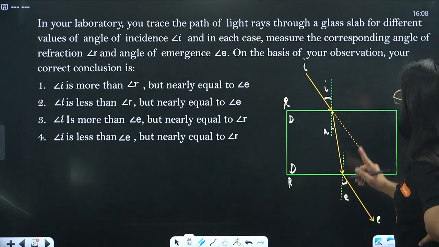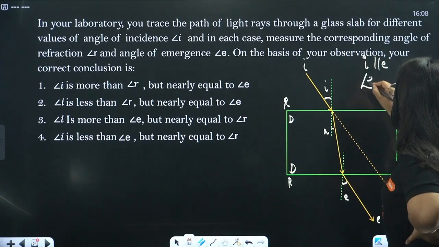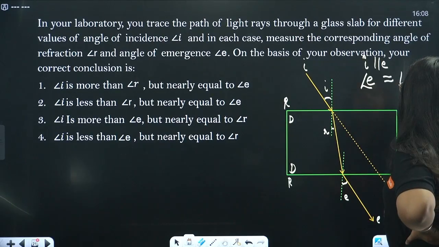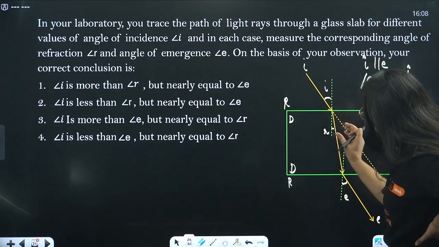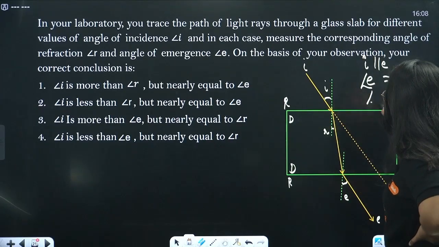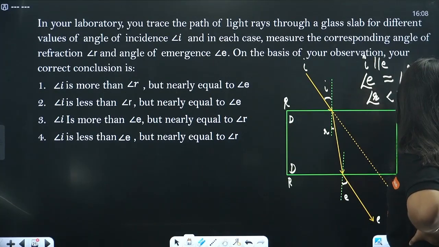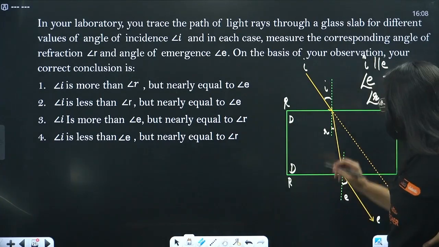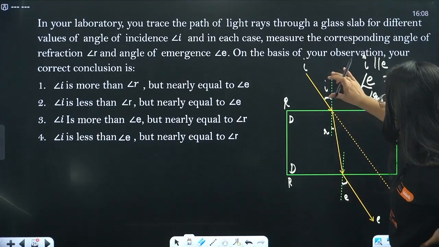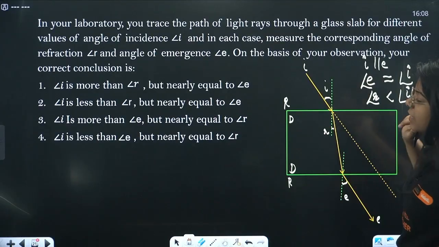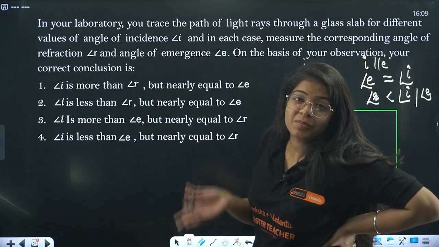Okay, we have a few conclusions. The incident ray is parallel to the emergent ray, and the incident angle is equal to the emergent angle. You can clearly say it is bending towards the normal, so the angle of refraction is less than the angle of incidence or angle of emergence. Clearly, you can see this is a bigger angle, this is a smaller angle, this is again a bigger angle, and E is equal to I. So if R is less than I, then it will be less than E as well, right? That is what your MCQ is. This is the whole concept of the glass slab.